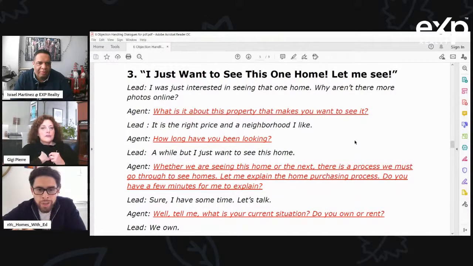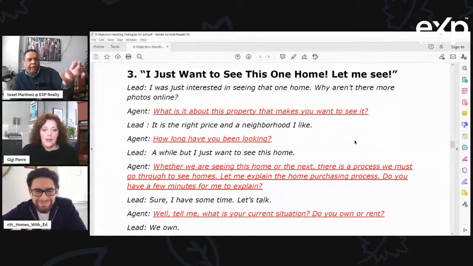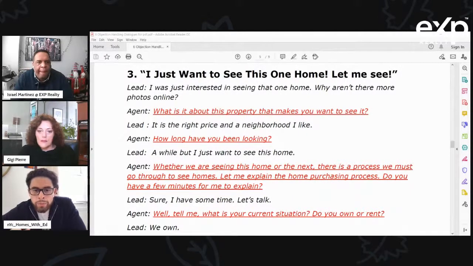Here we go, Israel. You can start by saying, I just want to see it. Yeah, I'm just interested in seeing that one home. Why aren't there more photos online? What is it about this home or this property that makes you want to see it? Well, it's the right price, and I don't like the neighborhood.